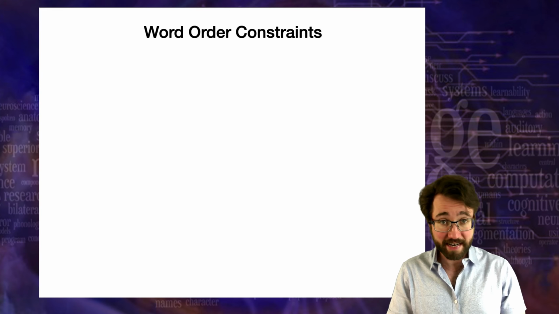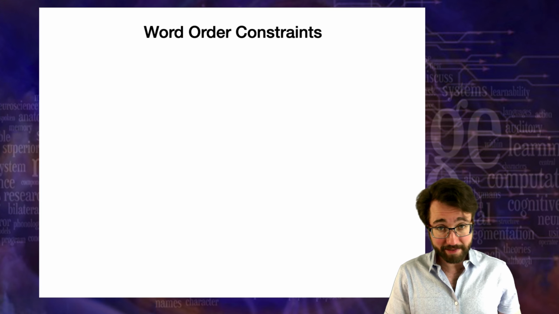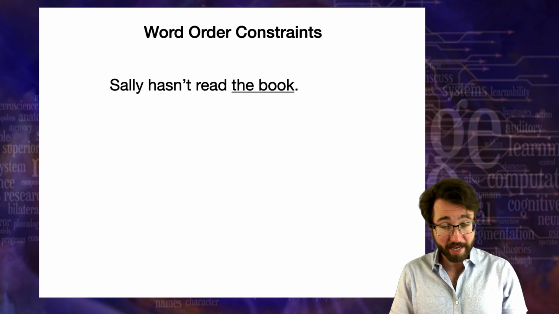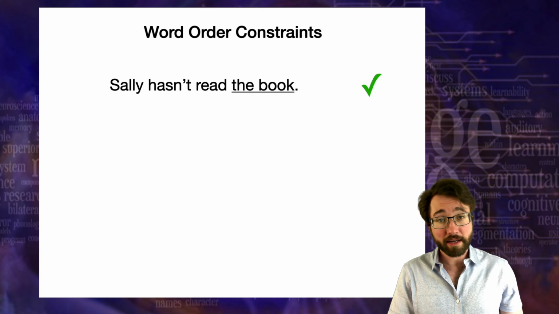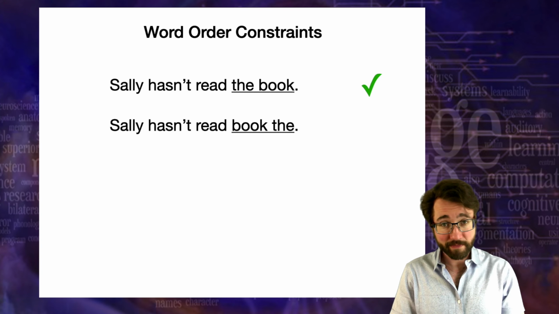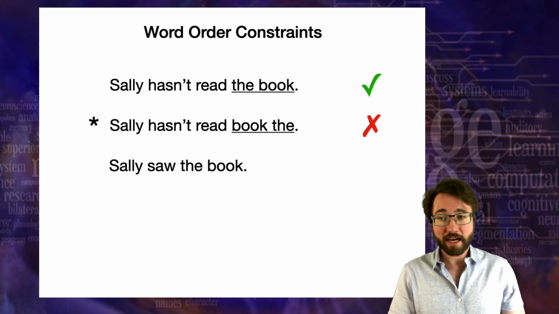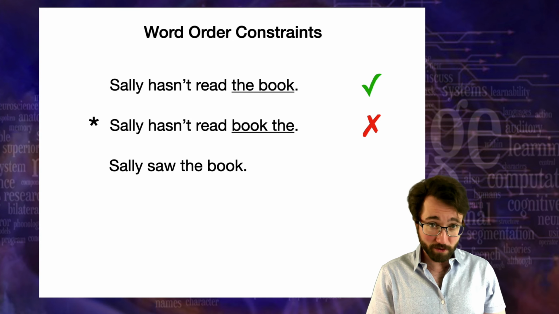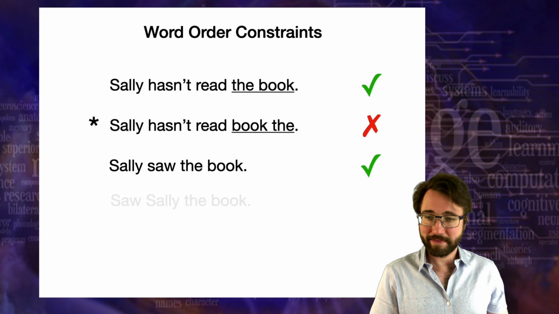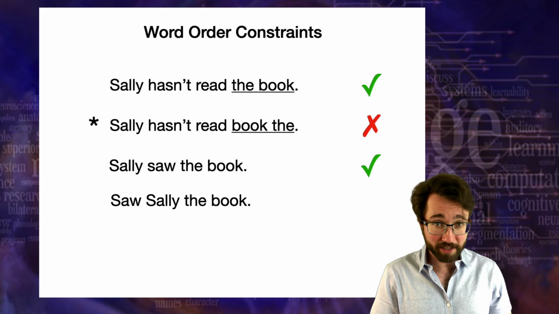The second kind of syntactic constraint is word order constraints. So we have a grammatical sentence like "Sally hasn't read the book." But is the following grammatical? "Sally hasn't read book the." This is ungrammatical. Doesn't work. How about this? "Sally saw the book." That works. But "saw Sally the book." This is not grammatical English.